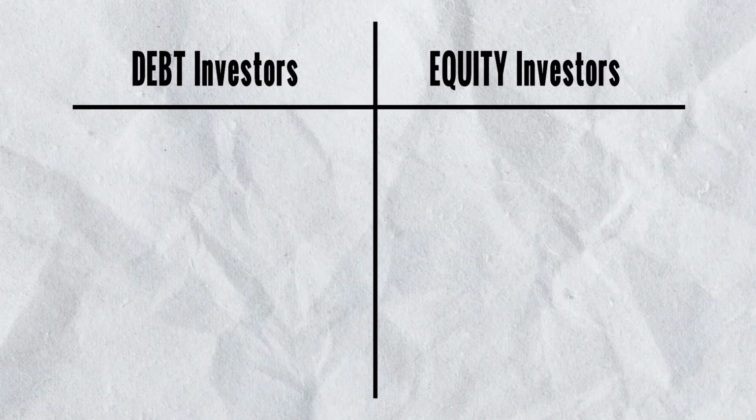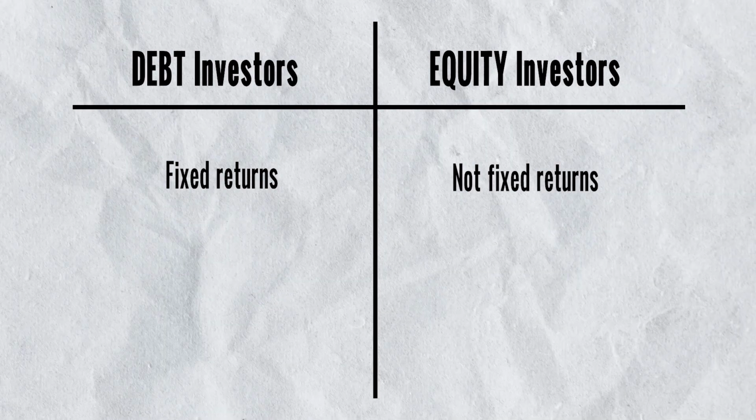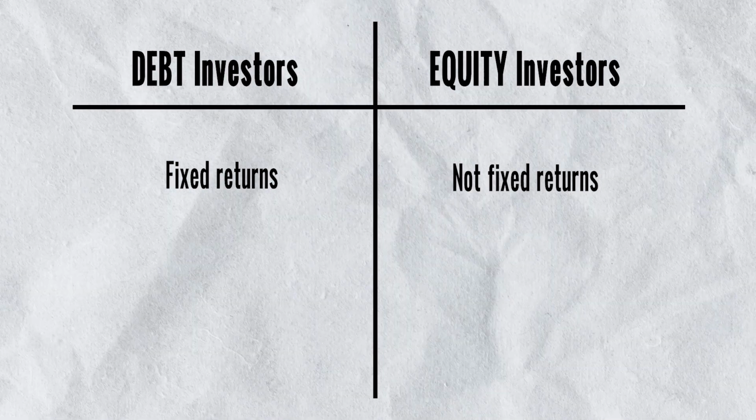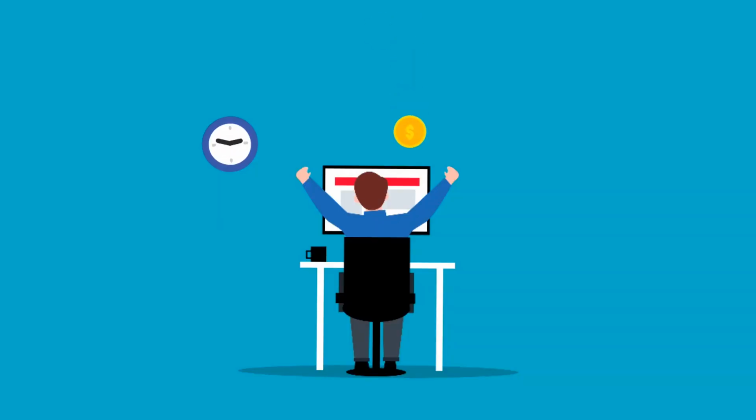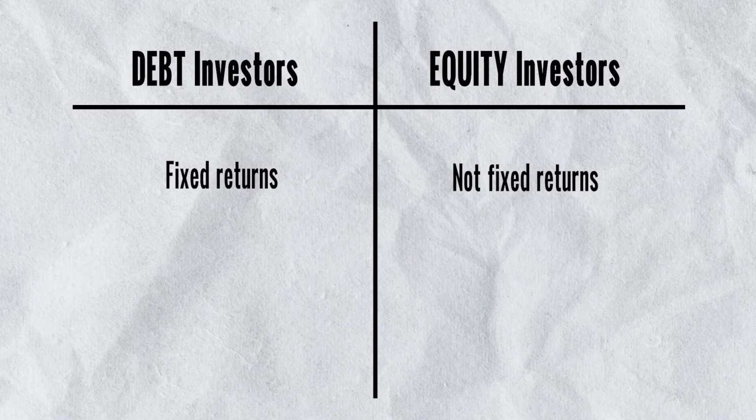Debt investors in a company enjoy a fixed rate of return. Equity investors do not enjoy a fixed rate of return. The returns that we equity investors make can be a few hundred times our investments, or it can also be 0 and even loss of our capital. All depends on the performance of the company.